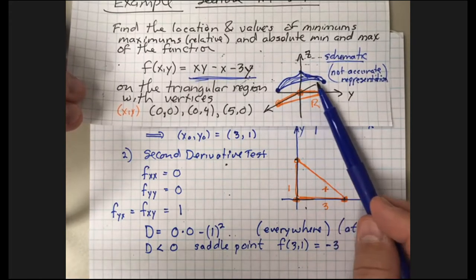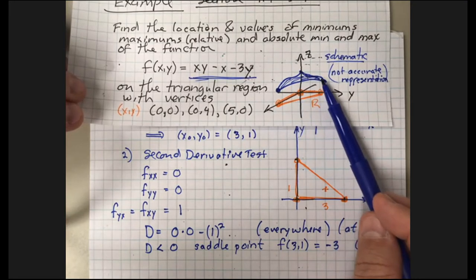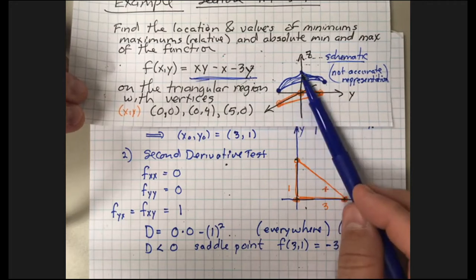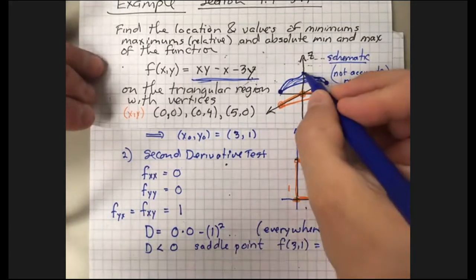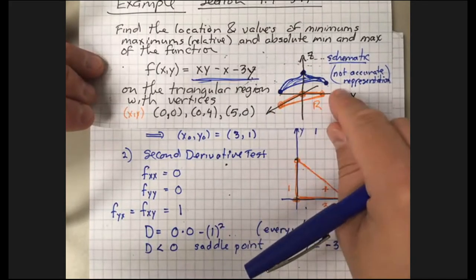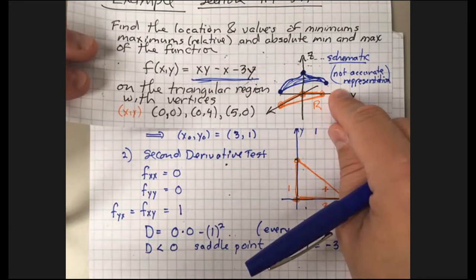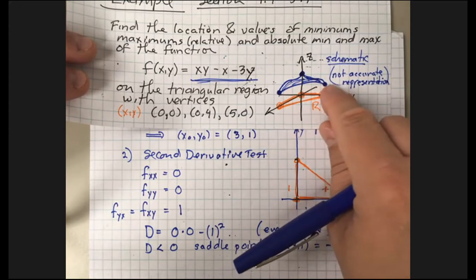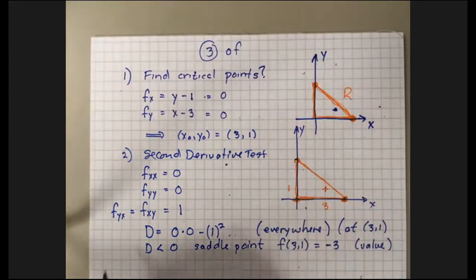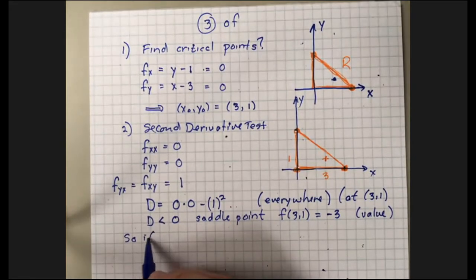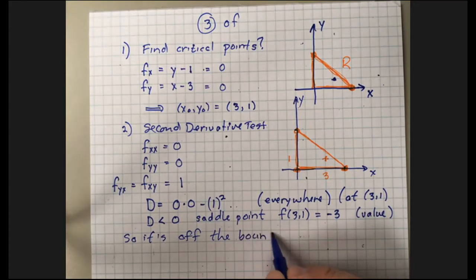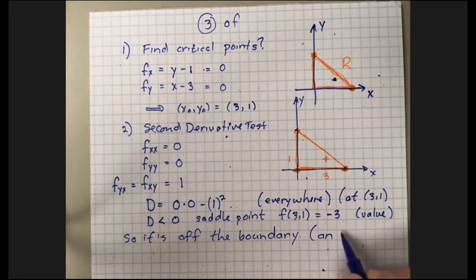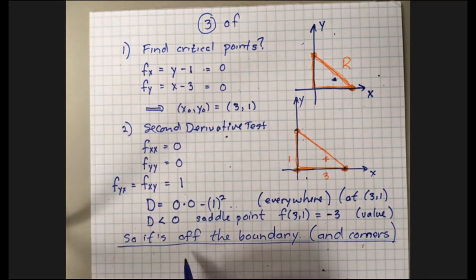I have to be careful with the boundary because it could be very sharp. I have to look on the boundary for absolute min or max, but I also have to be careful with the corners because they can be extremely sharp. I'm not looking for sharpness, I'm looking for highs or lows, but I'm just using that analogy of being careful with the edges or the corners of a shard of metal or glass. So I need to examine these boundaries and these corners independently. So it's off to the boundary. And remember, the boundary includes corners.